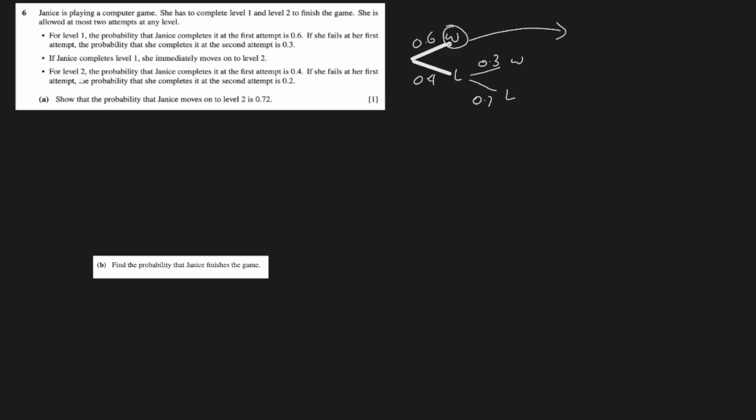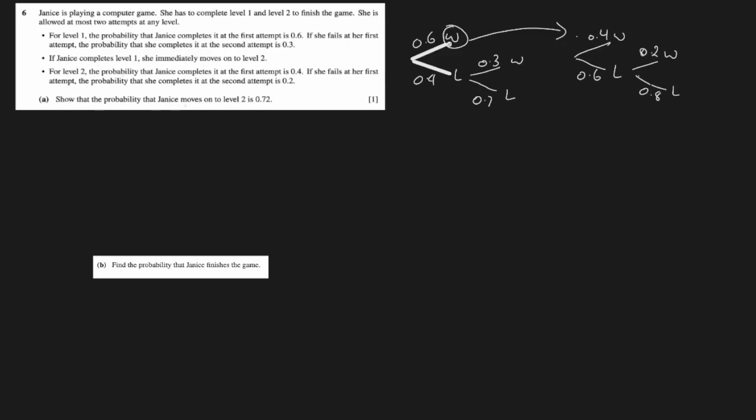For level 2, the probability that Janice completes it at the first attempt is 0.4. That means 0.6 she does not. If she fails her first attempt, the probability that she completes the second is 0.2. So 0.8 will be that she will lose that attempt. So this has been pictured here.